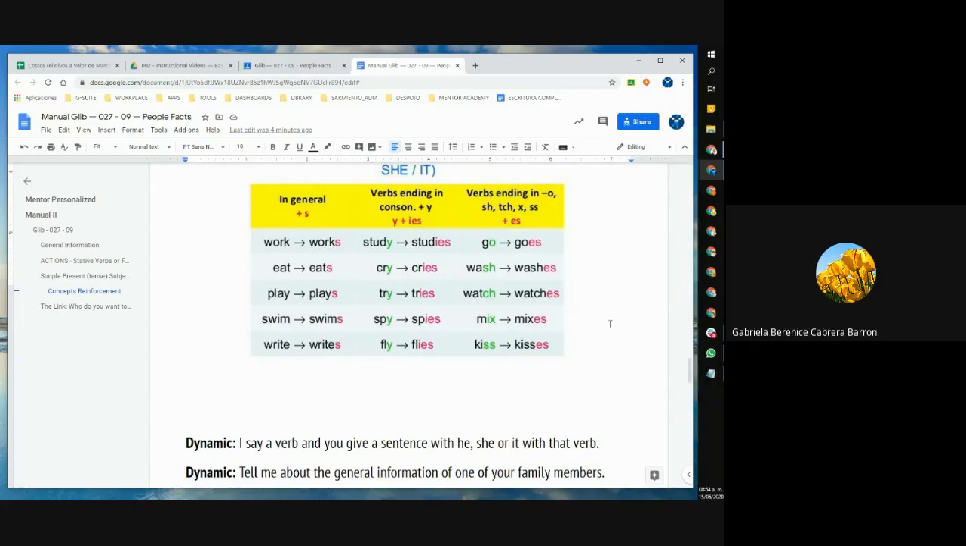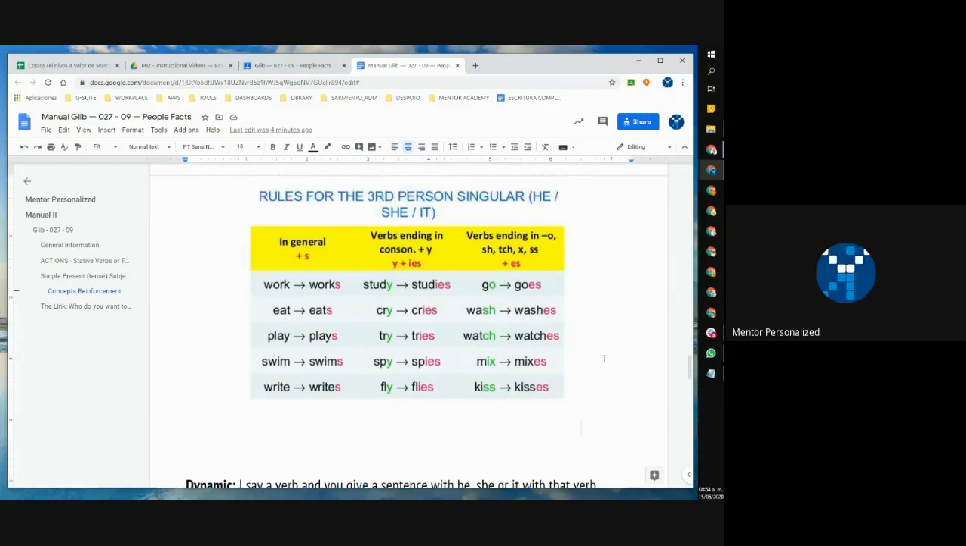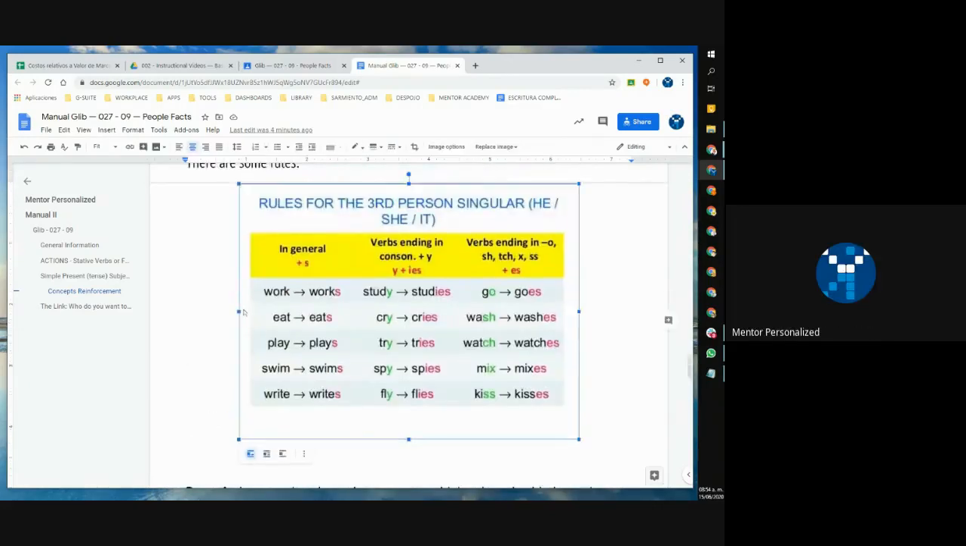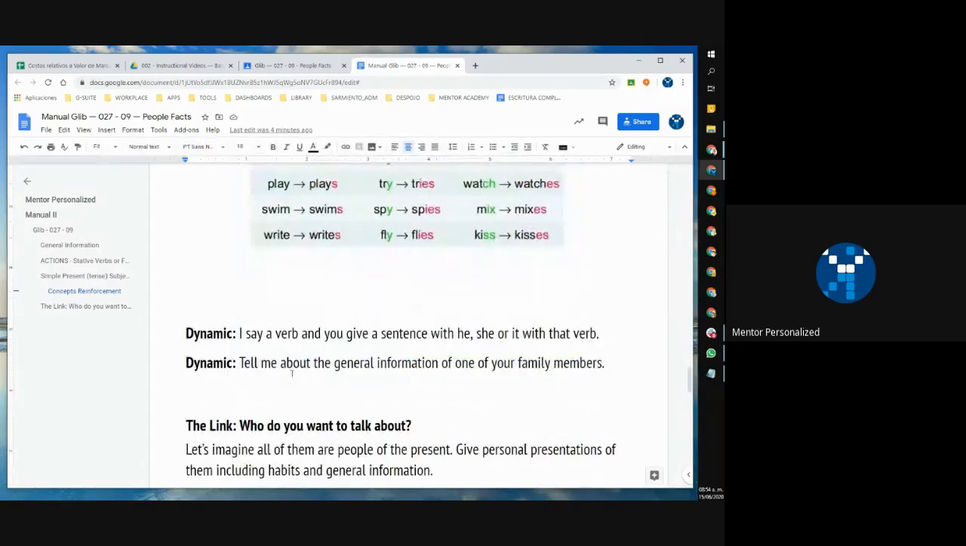What is the meaning of spy? Spy, espiar. For example, my wife spies me every day. Okay, very good.